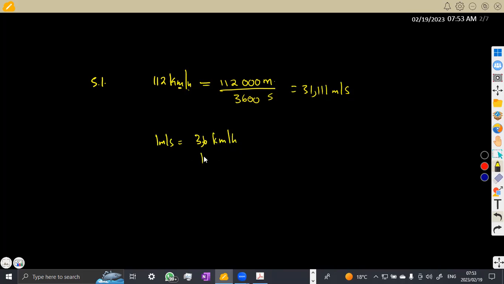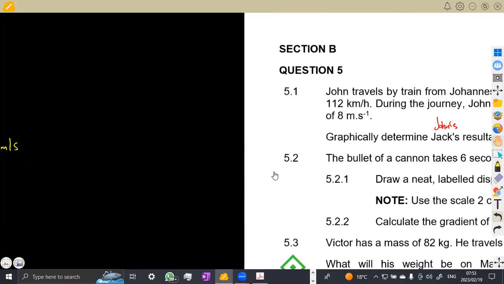So if you are given 112 kilometers per hour, to convert to meters per second, you simply divide by 3.6 and multiply by 1 meter per second. That's 112 divided by 3.6 times 1 meter per second. If you divide this, you are going to obtain the same answer. All right, so that is what you are given.